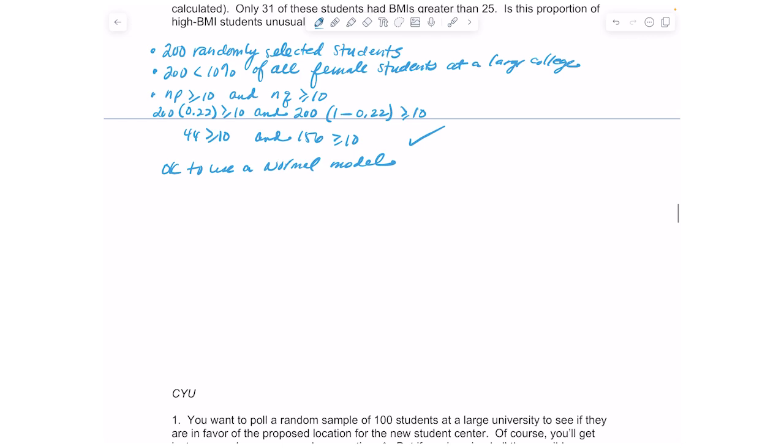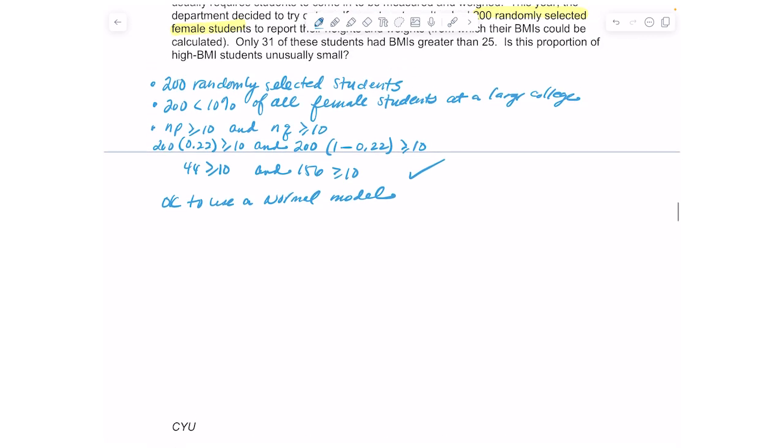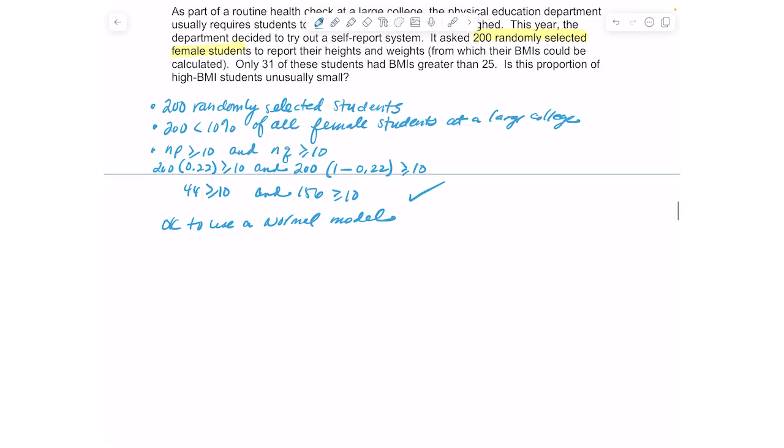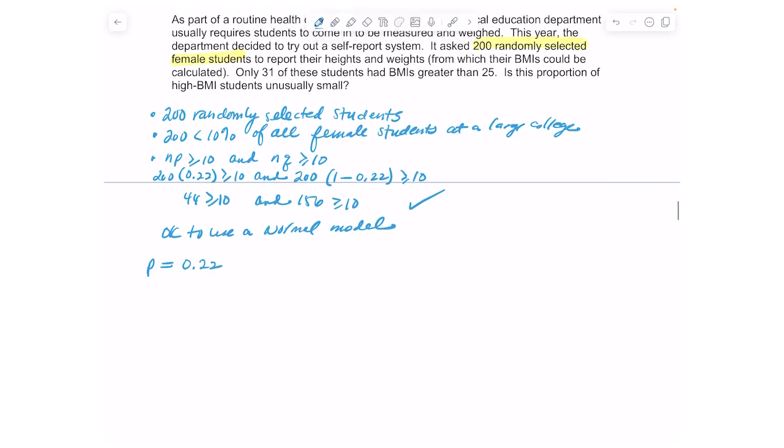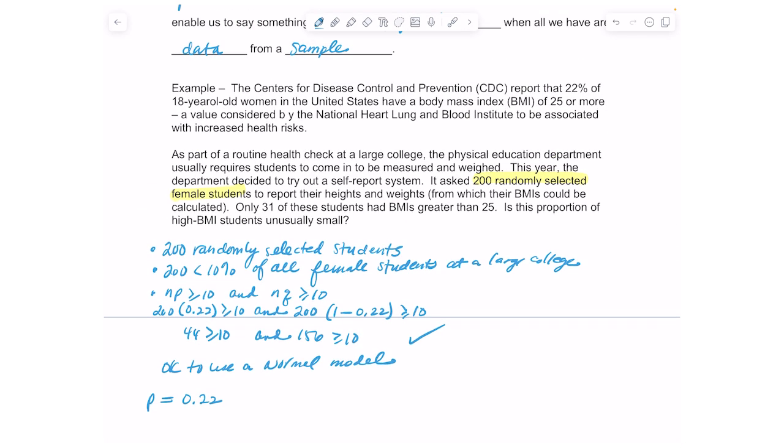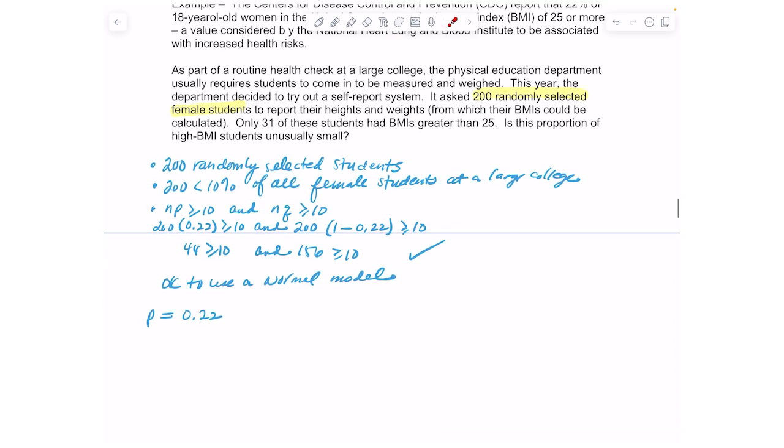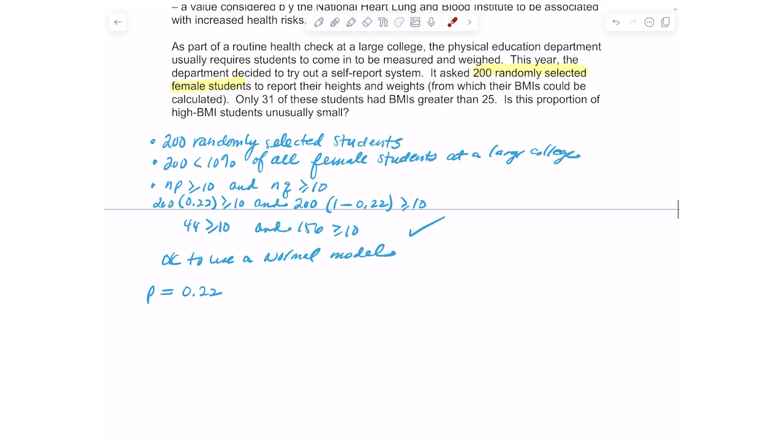So I need to calculate some things here. What I'm going to need is my P, which is my population proportion, which I know is 0.22. And I got that from the problem where it said that 22% of 18-year-old women in the United States have a body mass index of 25 or more. And we also used P when we were calculating the success failure condition. So I have that. I also need to find P hat, and P hat is my sample proportion.